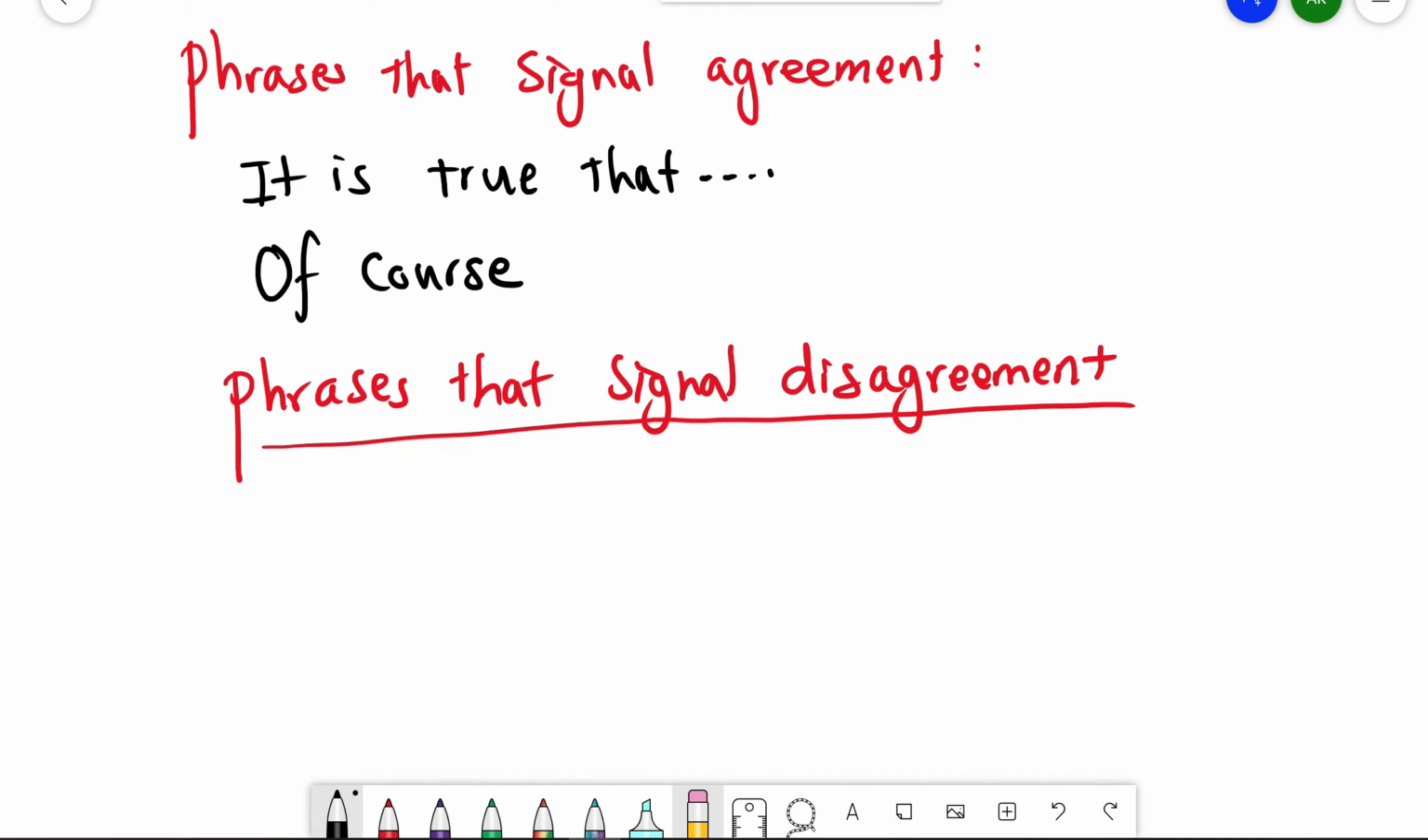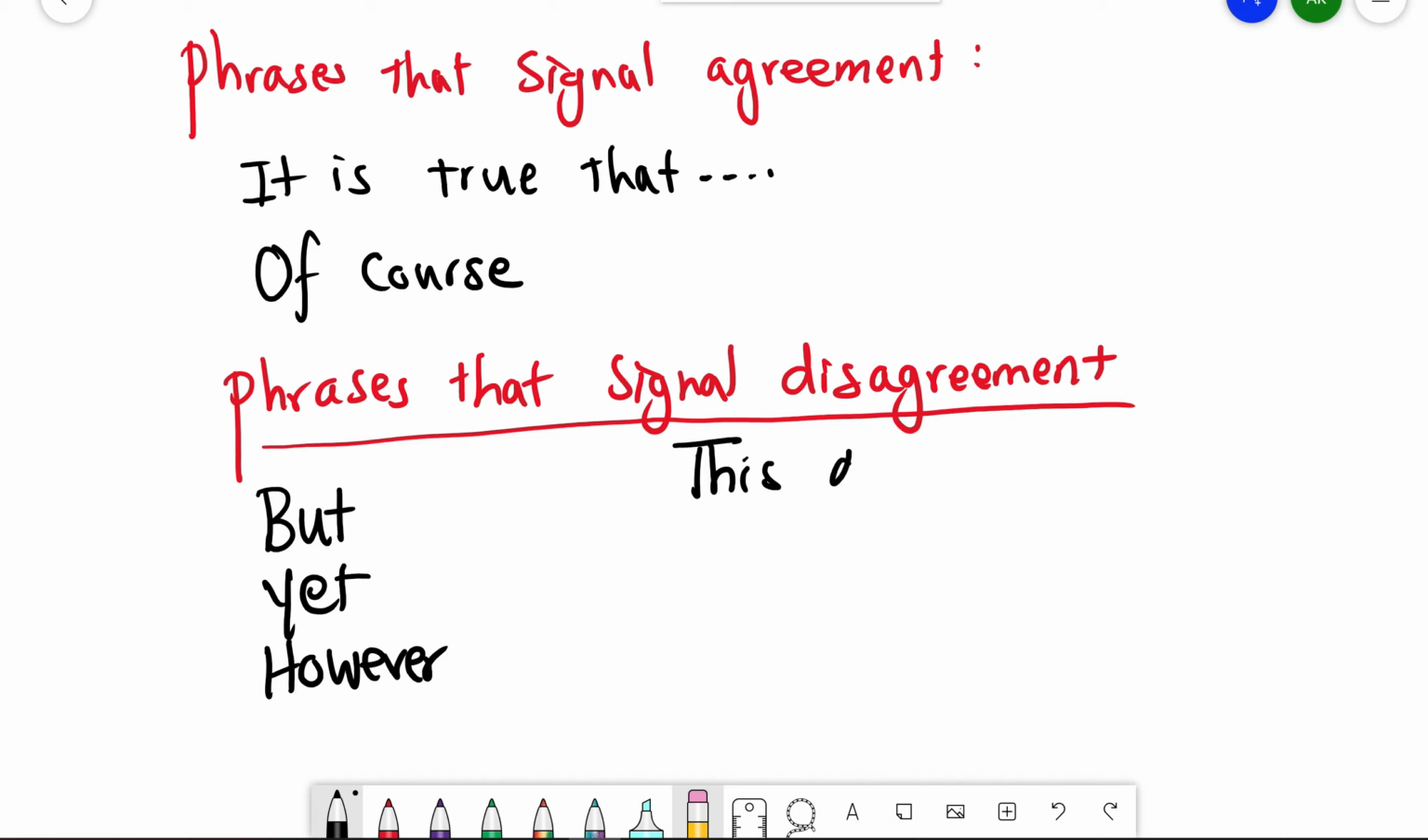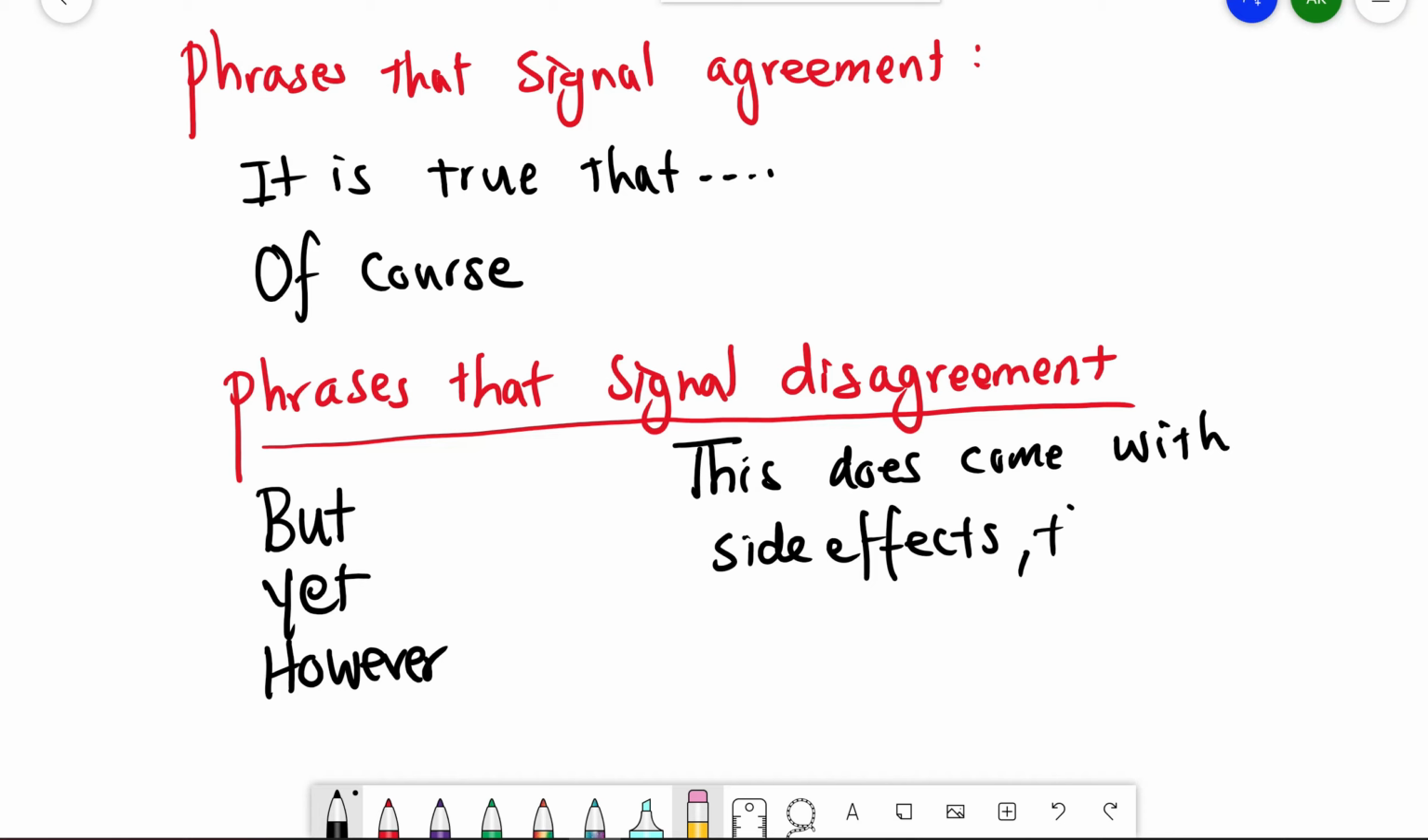ها مين يفكرني يا شباب؟ قلنا ايه؟ but, it could be yet, it could be however, it could be something like this does come with side effects though, or any similar phrases like this. خلاص يبقى ساعتها تعرفوا ان he started to what? To show his disagreement. You got the point?